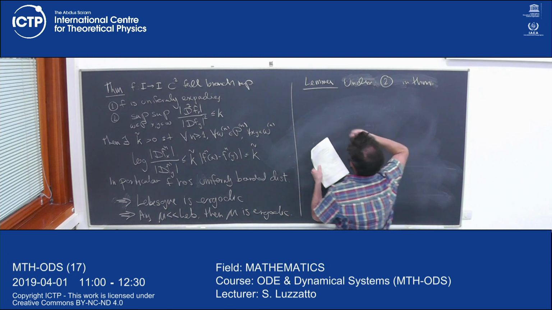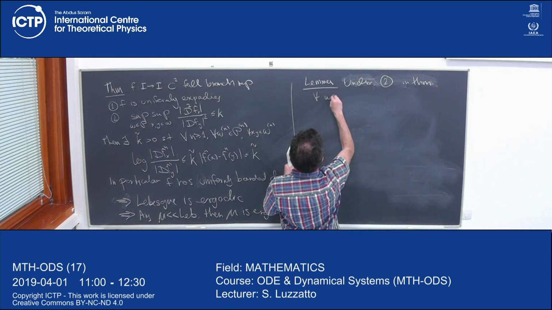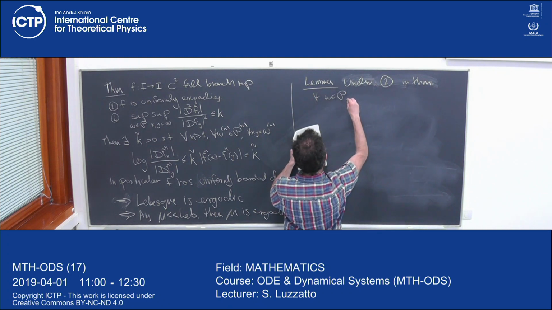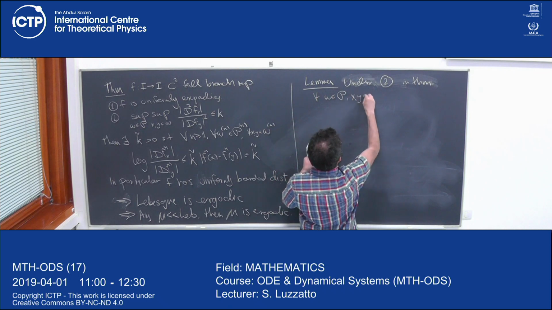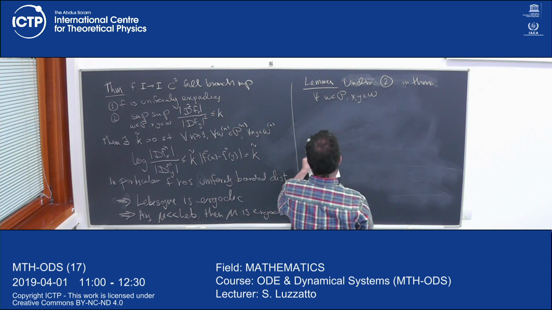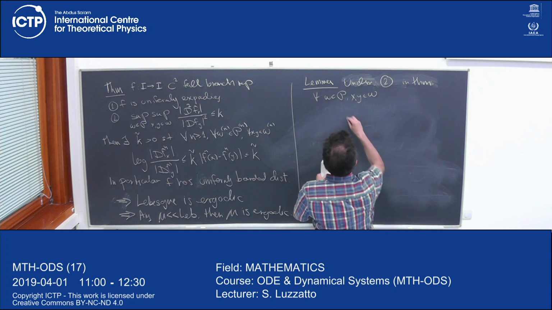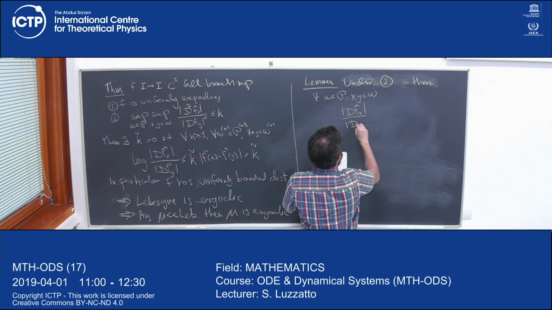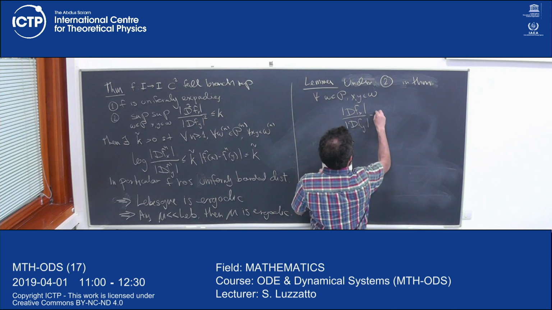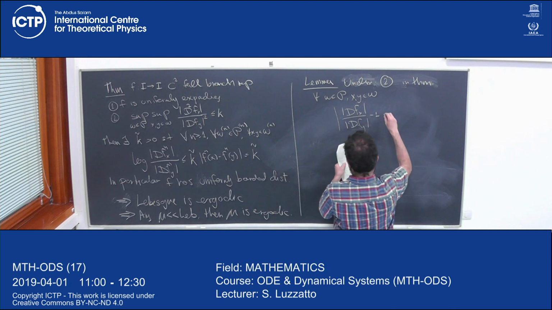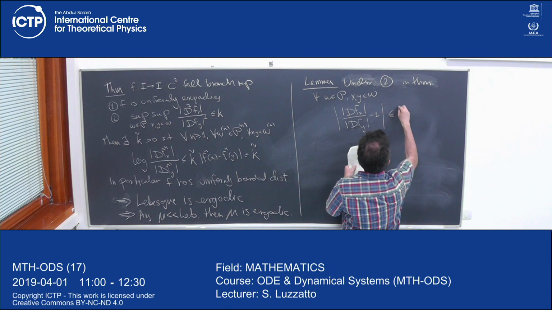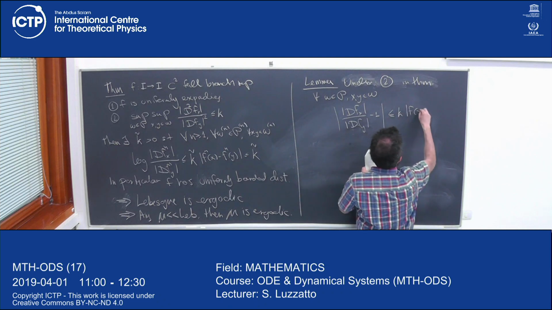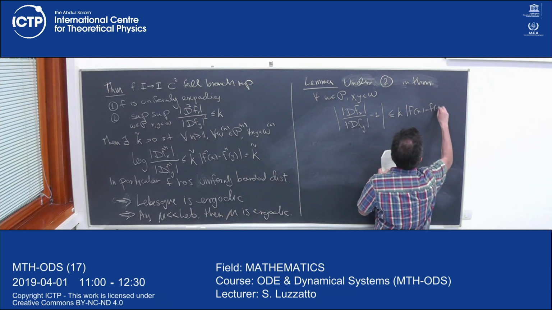we have the following: for all omega in P and for all x, y in omega, we have |df(x)/df(y) - 1| is less than or equal to K |f(x) - f(y)|.